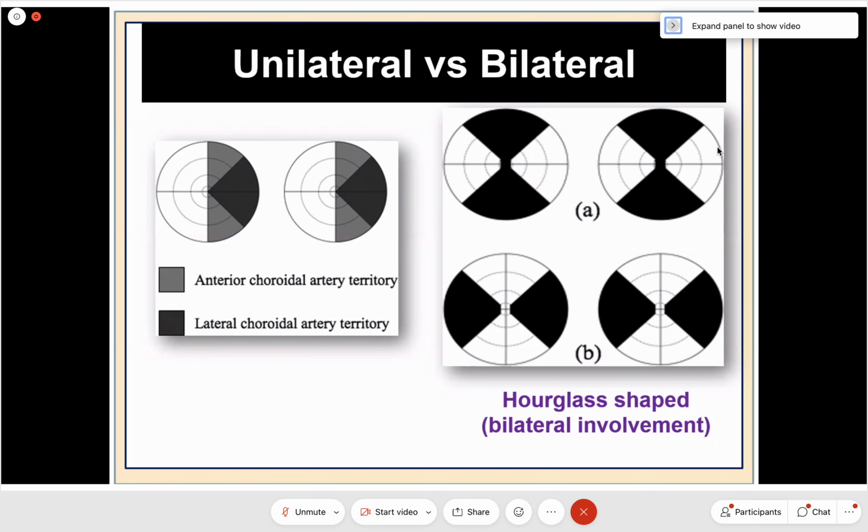The patient may have a unilateral or bilateral LGB lesion. On the left side, there is a unilateral lesion. You can see, like we discussed just now. On the right side, if it is a bilateral condition, there will be this type of visual field defect. We call it an hourglass shape. For the A, it is due to an anterior choroidal artery problem bilaterally, whereas for B, lateral choroidal artery ischemia.